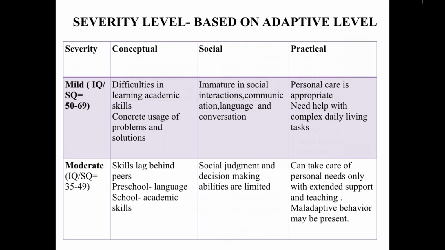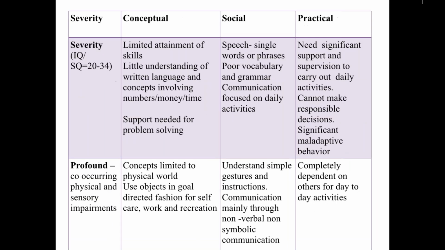Then the third category, or severity, that we classify as severe ID is when the IQ is between 20 to 34. They have only limited attainment of skills and little understanding of any written language or concepts regarding number, money, time, even as adults, and they need support for problem solving. Their speech may be in single words or phrases, and they need significant support and supervision to carry out even daily activities. The fourth category is the profound intellectual disability, when the IQ or SQ is less than 20.